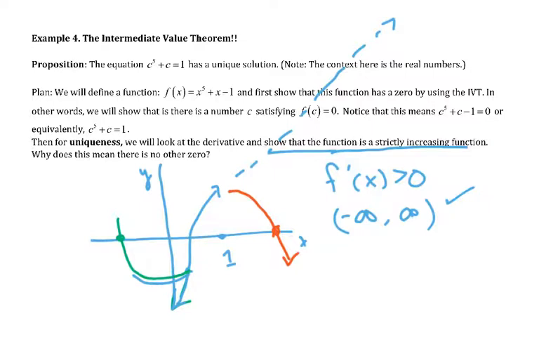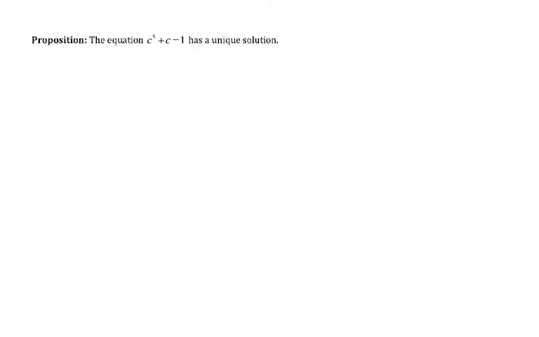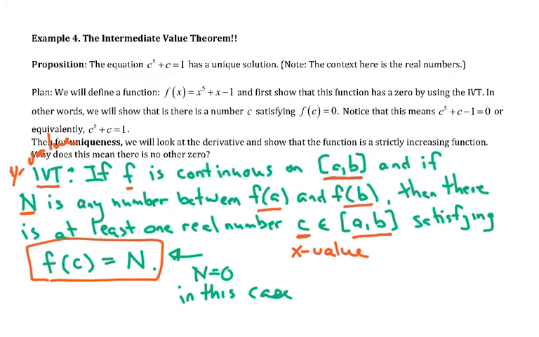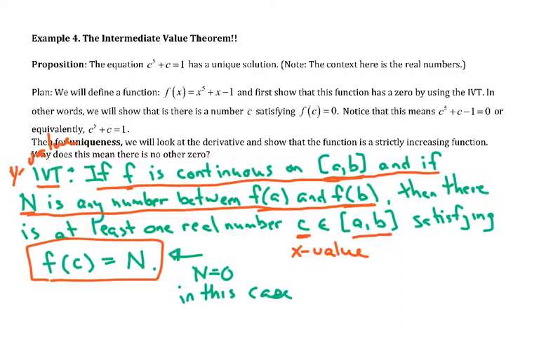So let's see how we would start this. And this is an existence proof, and it is non-constructive because we're not going to say what it is, we're just going to show that it's there. So, in order to use the intermediate value theorem, we have to satisfy the hypotheses, which I will underline here in red. We need to be continuous on the closed interval, and our zero has to be between f of a and f of b.